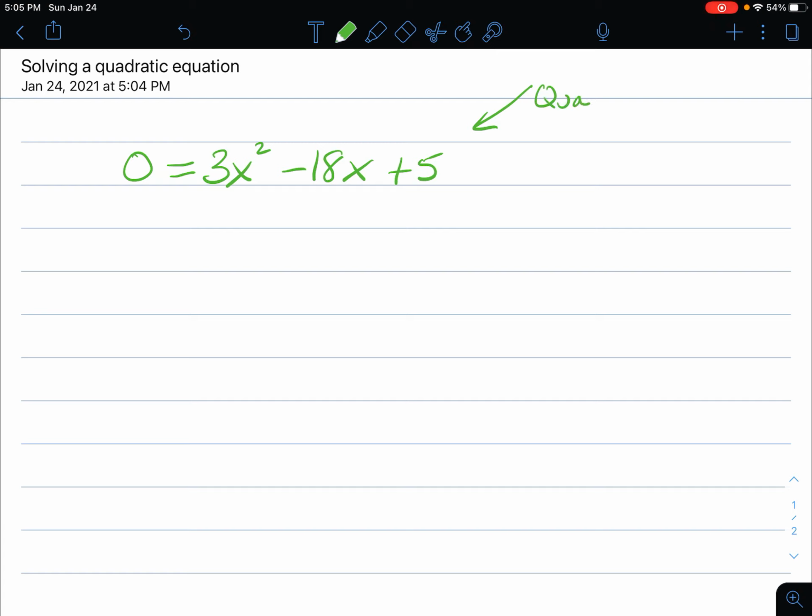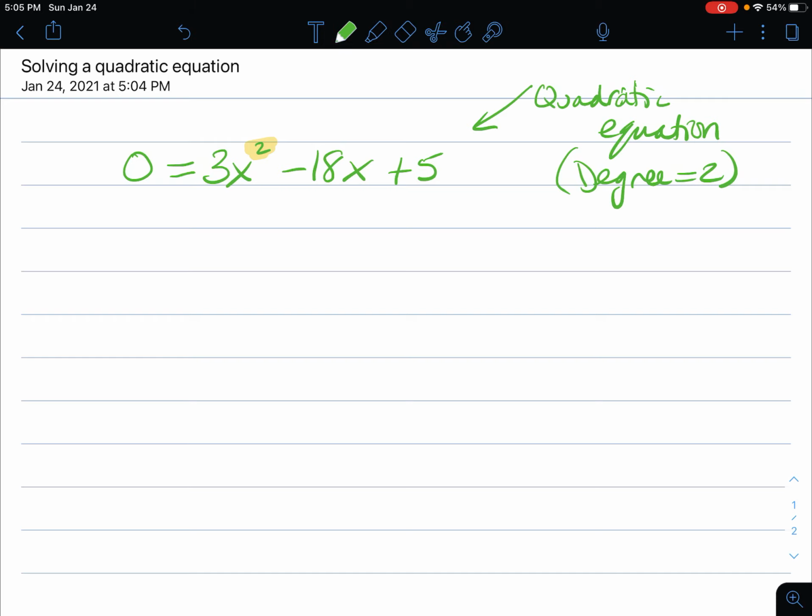So we first have to identify that we have a quadratic equation. And that is if I have a degree equal to 2, and that we see is the highest exponent on our variable.